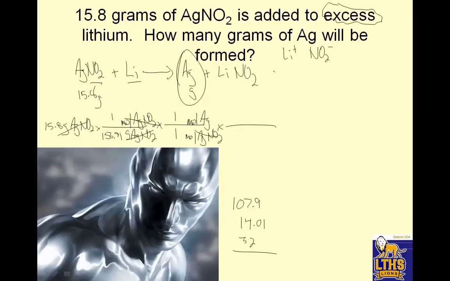Then I want to get out of moles of silver and go into my clearly labeled, wonderfully labeled grams of silver. Little g stands for grams, little g stands for go to the periodic table, which is 107.9, I hope. And ask my calculator, 15.8 divided by 153.91 times 1 divided by 1 times 107.9, and I have 10.9 grams of silver. There's my answer.